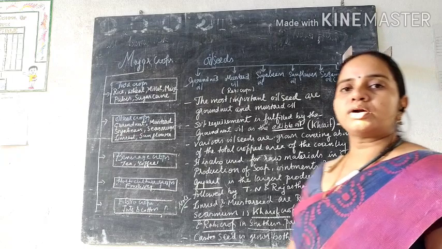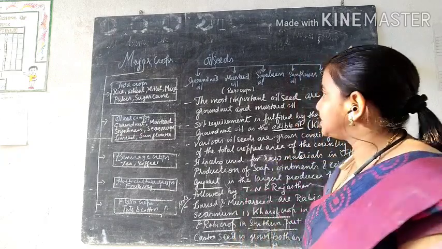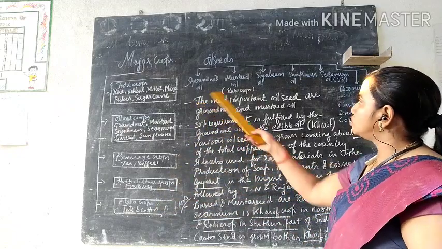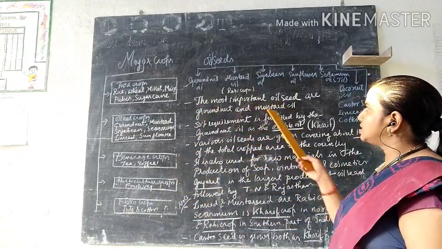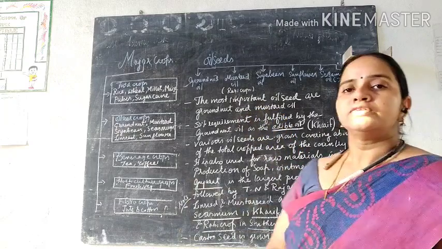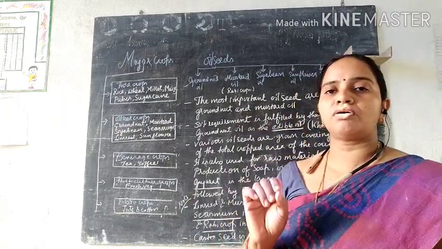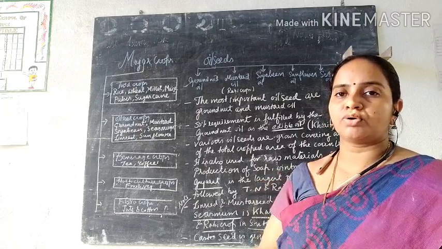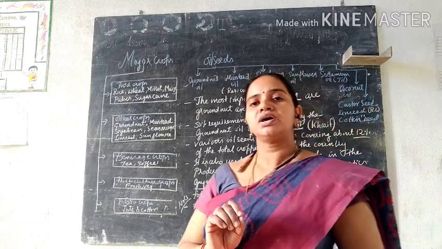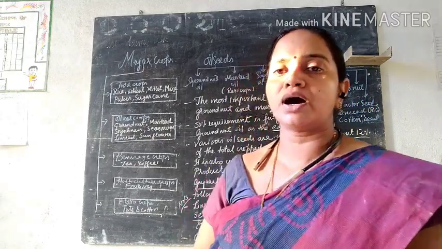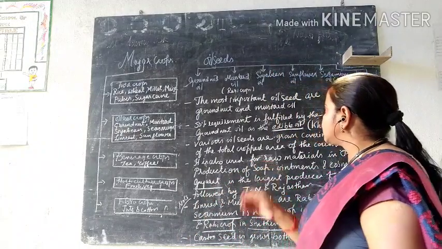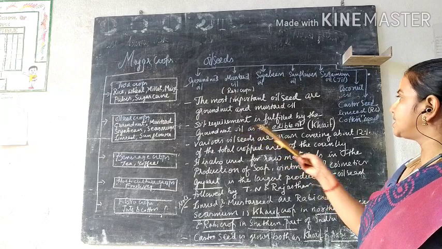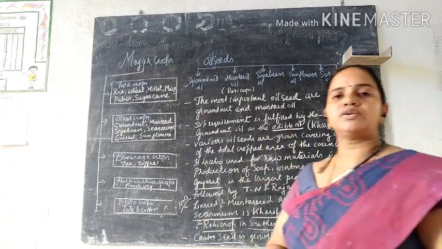So let's see what the important features of these oilseeds are. What we have on the board, the first one, says that the most important oilseeds are groundnut and mustard. Okay, 50% of the requirement of edible oil is met through groundnut oil. Okay, and the major production of groundnut is in Maharashtra, Gujarat and these areas. So the 50% requirement of edible oil is fulfilled by groundnut oil, and it comes under which category?